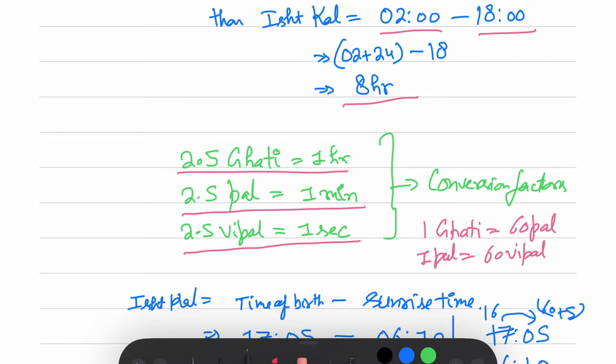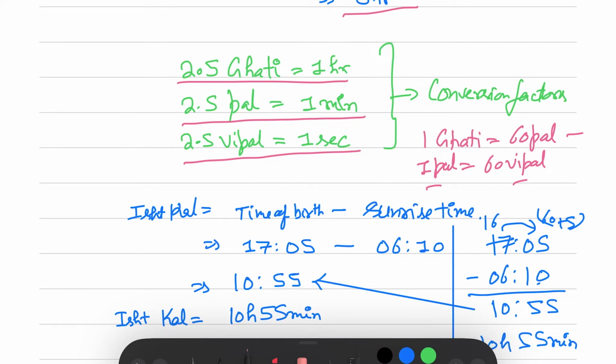And the relationship between ghati and pal is: 1 ghati is equal to 60 pal and 1 pal is equal to 60 vipal. So vipal is like the second, pal is like the minute and ghati is like the hour. It is not a literal meaning, it is just an example. So let's calculate the Isht Kal.